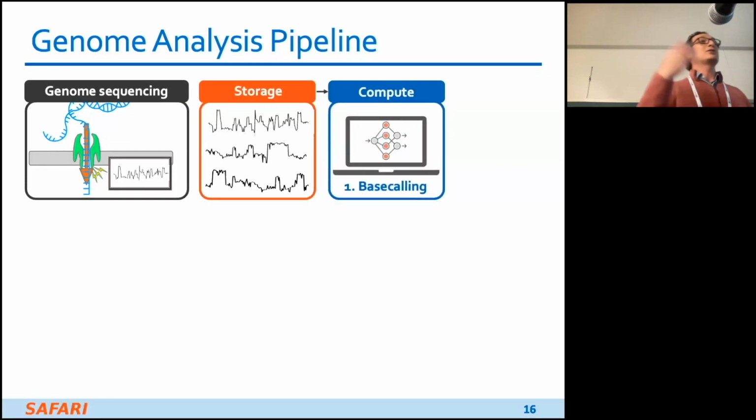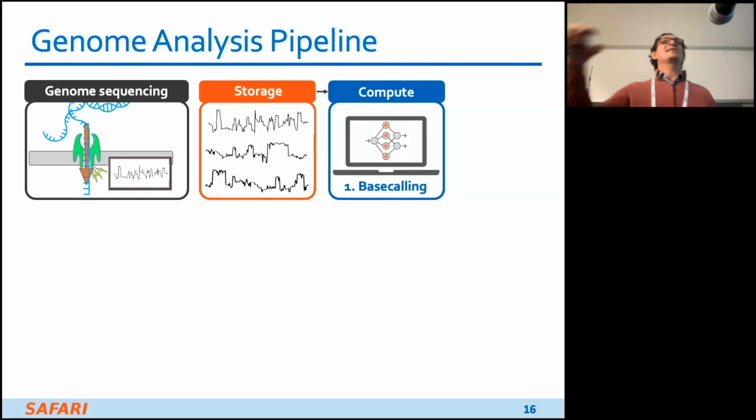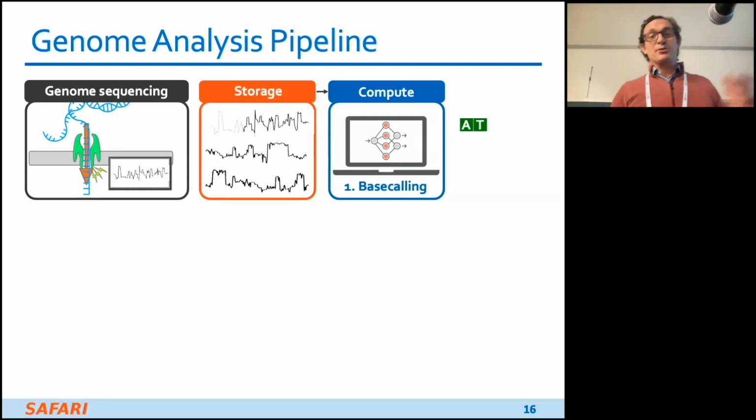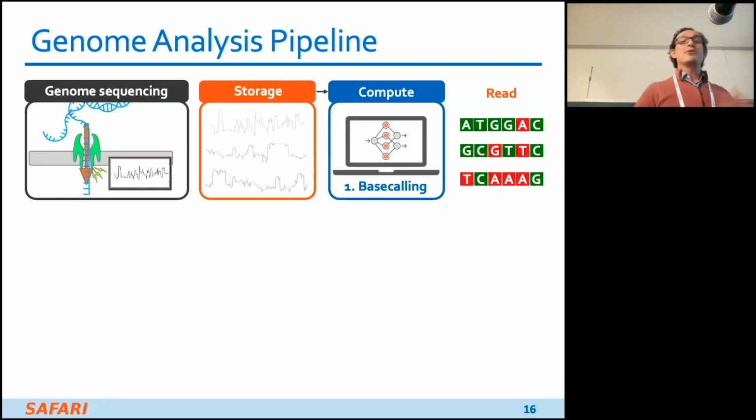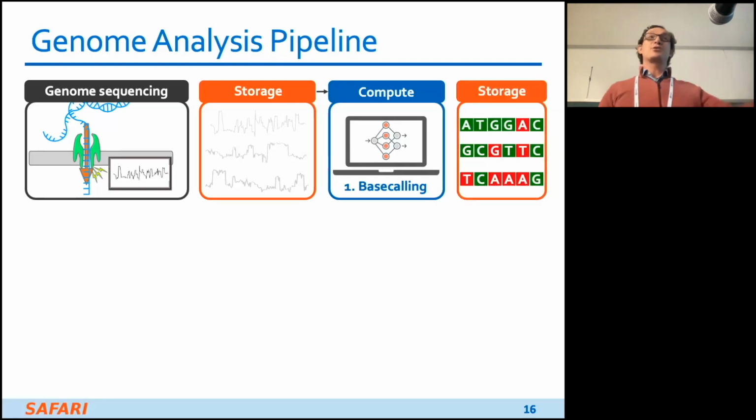And then you need to do what's called base calling. Base calling basically converts those signals into text. Is it ACGT? That's the question we ask. And usually you use sophisticated neural networks today. There's a neural network, and then you get the ACGTs. And you can see that this is a lot of storage accesses. And then now you construct the read, and then you put it into storage again.